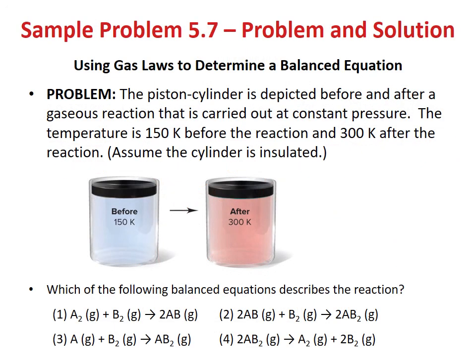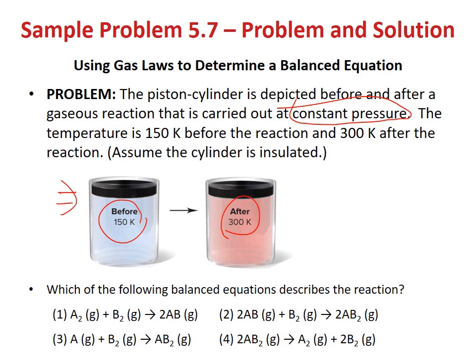Sample problem 5.7. The piston cylinder is depicted before and after a gas reaction that is carried out under constant pressure. The temperature is 150 Kelvin before the reaction and 300 Kelvin after the reaction. Which of the following balanced equations describes the reaction?